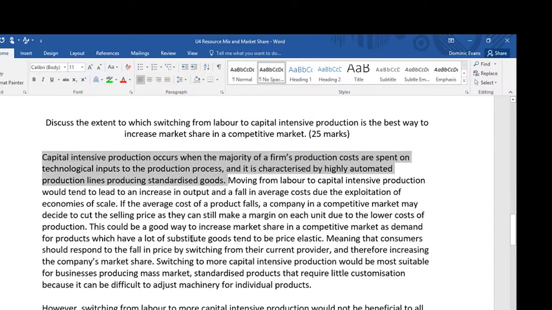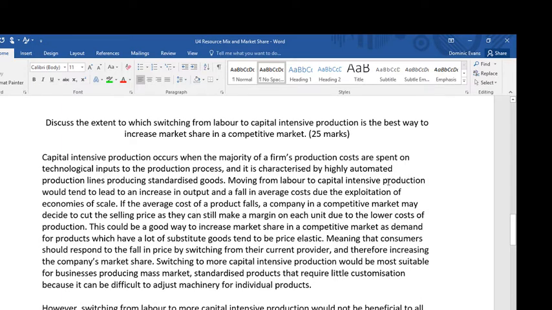Now, AQA says you don't have to start with a definition, but within your answer, you should make it clear that you really understand the concepts that are being tested. I've put my definition at the start of this paragraph, because this is the start of my chain of argument. This is the start of my analysis, and it's very clear right from the beginning of the answer that I understand what capital-intensive production is.